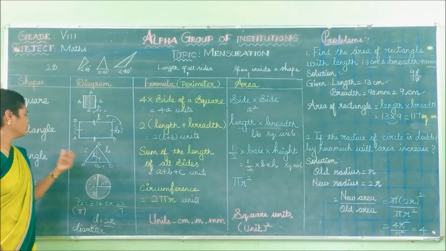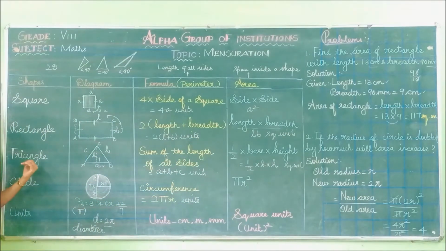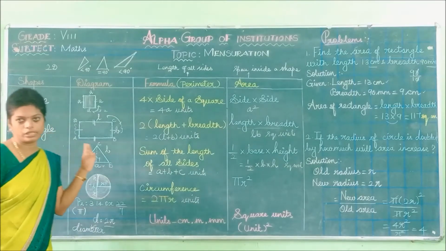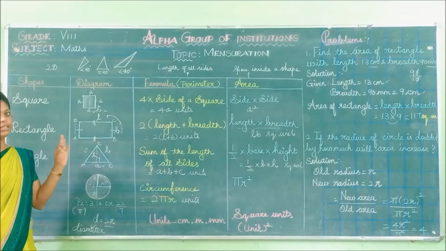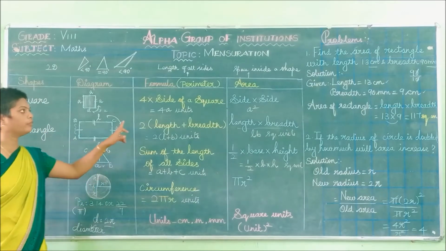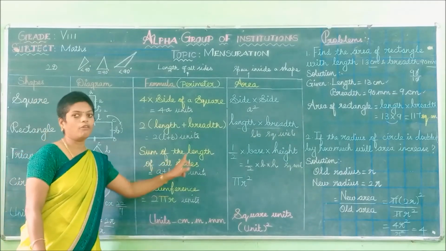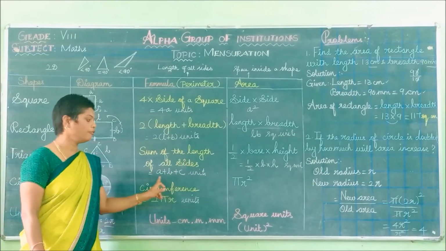Square units. Next, let's move on to the triangle. A triangle has 3 sides, while a square and rectangle have 4 sides. So how can we calculate the perimeter? Perimeter is the sum of the lengths of all the sides.